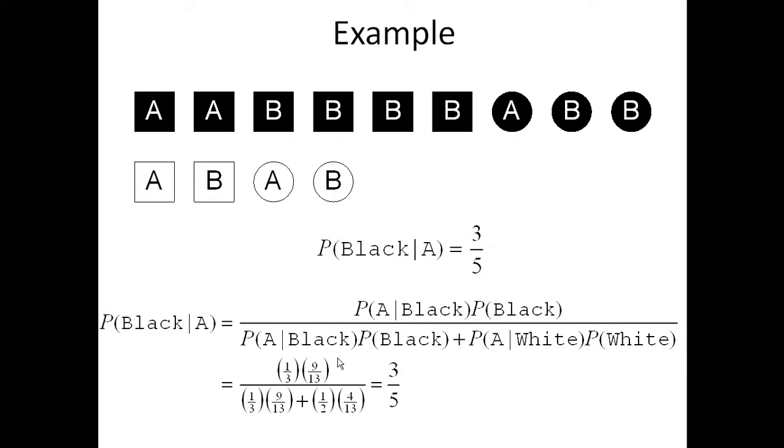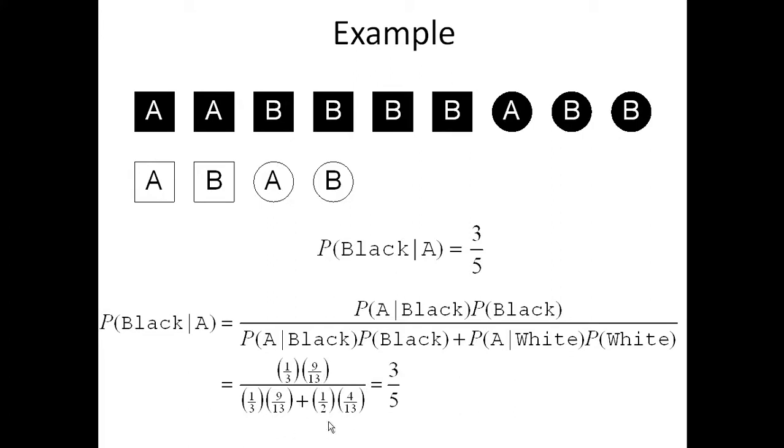Probably black, there's 9 black things out of 13 items, so it's 9/13. This quantity is the same as this quantity. This is the probability of A given white. Out of all the white things, 4 of them are A's, so that's 2/4 or 1/2. Probability of white, there's 4 of them out of 13 items, 4/13.